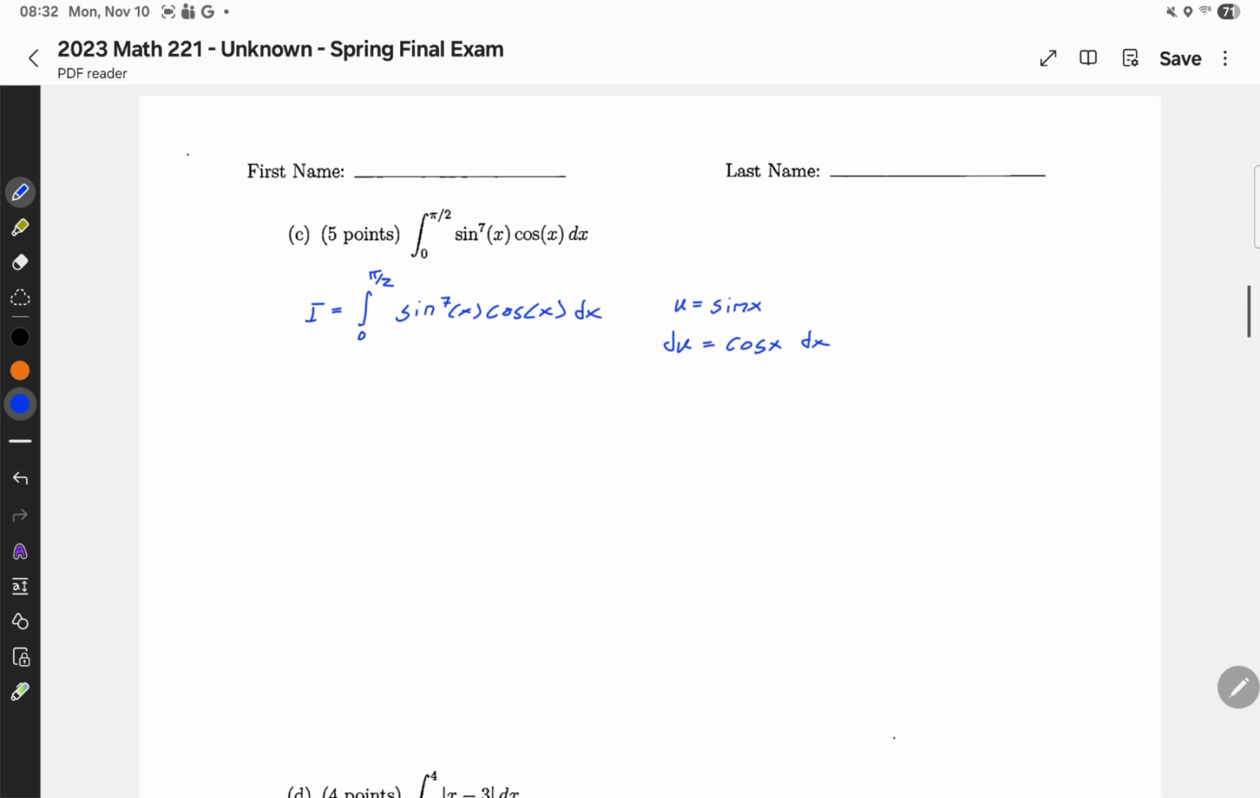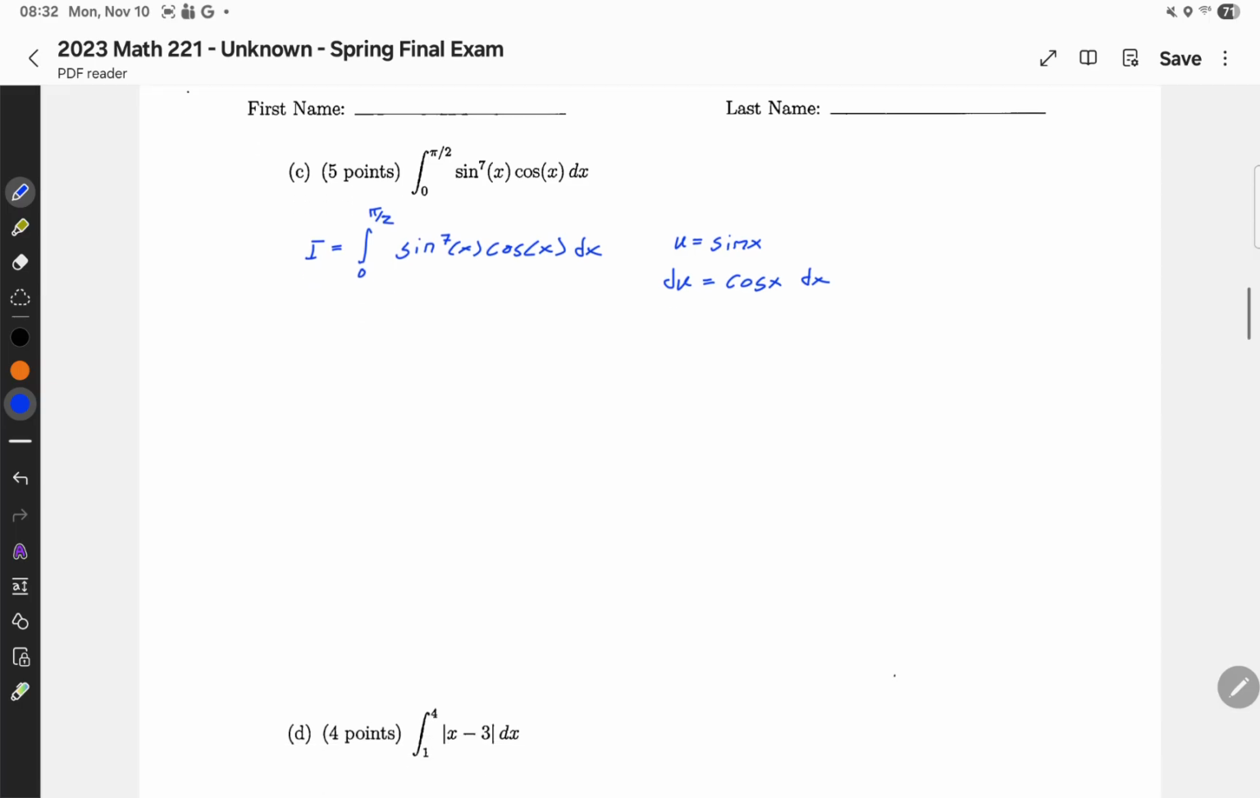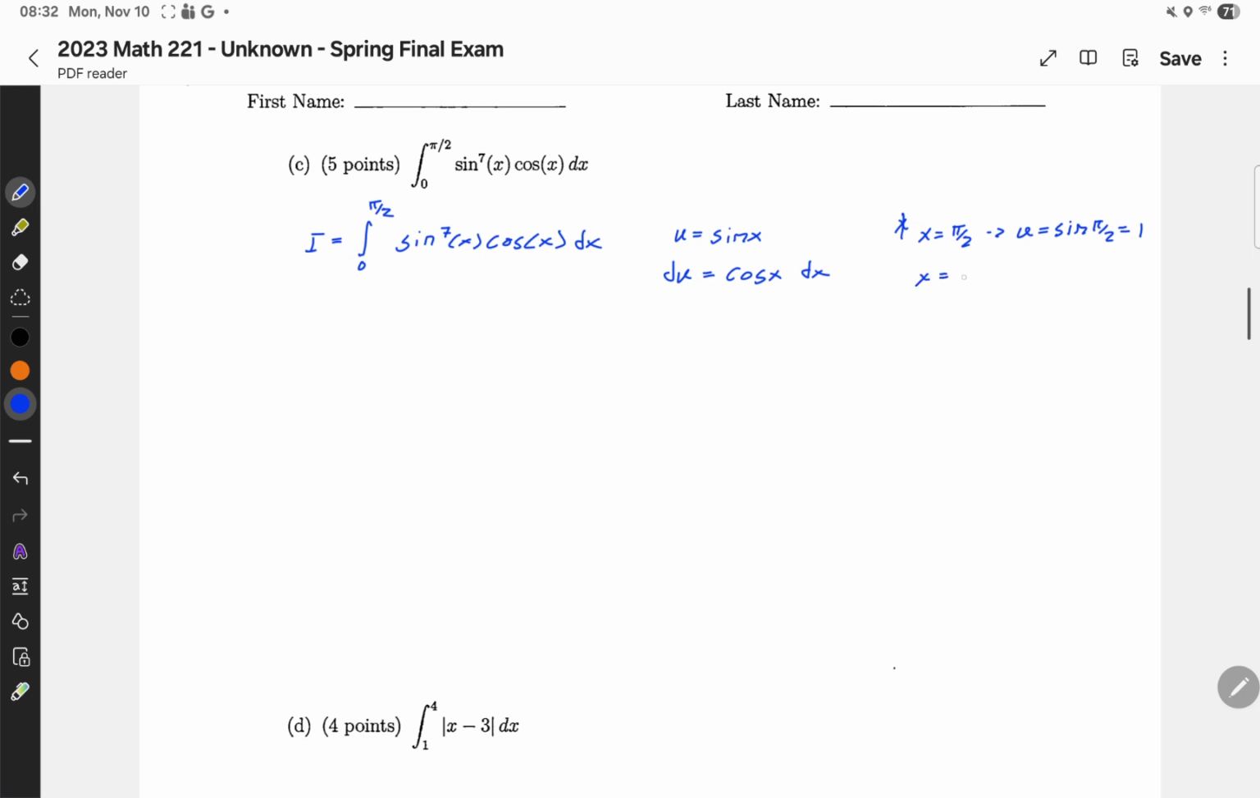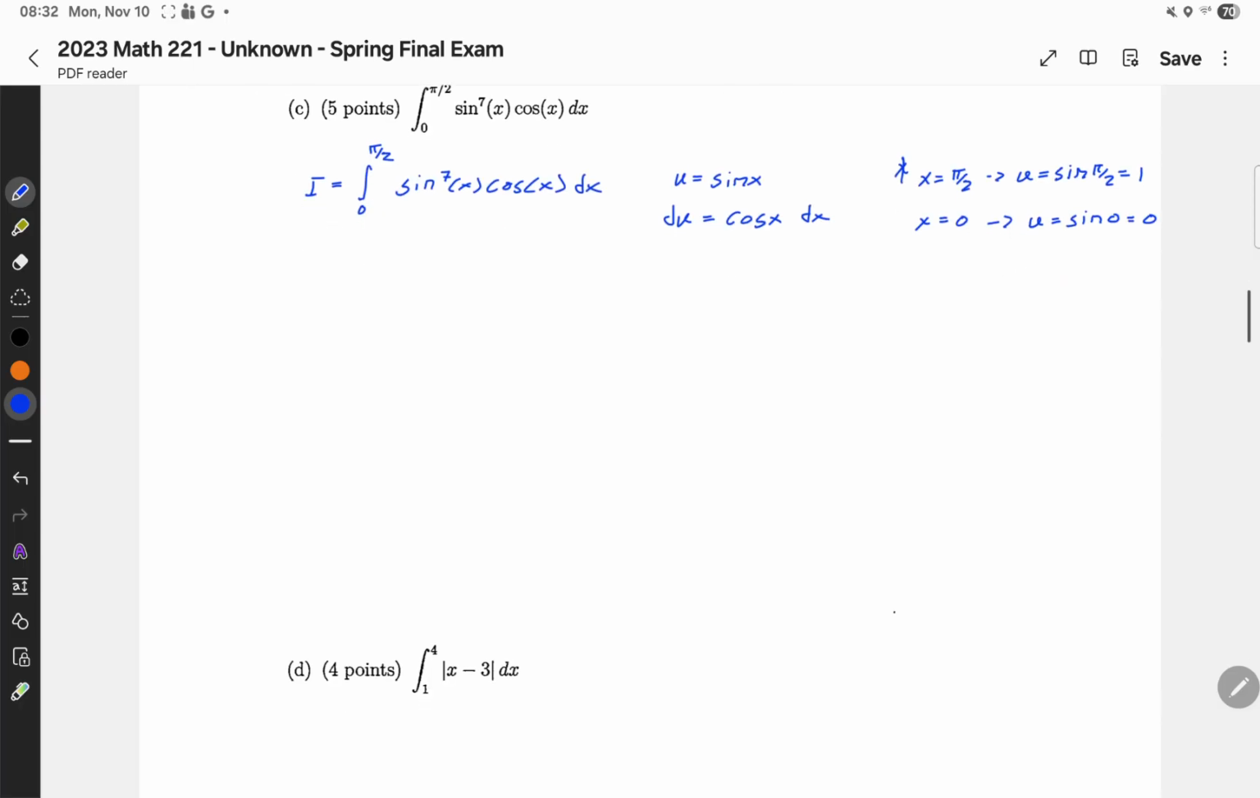And the other thing we have to do is we're going to want to change our bounds. So you could leave your bounds as 0 and pi over 2, but then you would have to convert back to x's at the very end. And just so I don't get confused, I'm going to swap my bounds now. So if I have x is equal to, I'll do the top bound first, pi over 2, well, this tells me that u is equal to sine of pi over 2, and sine of pi over 2 is 1. I had to think about the unit circle for a second there. All right, and then if we have x equal to 0, this gives me that u is equal to sine of 0, which is just 0, right? Because sine goes through the origin.